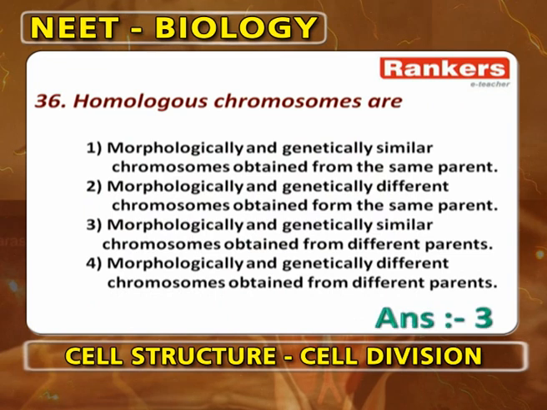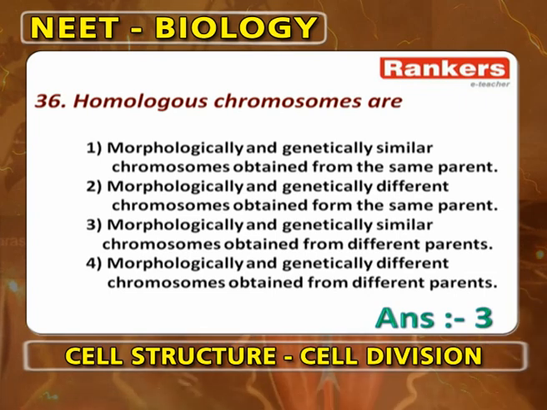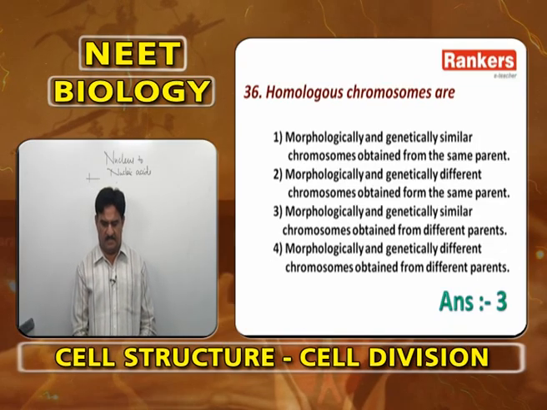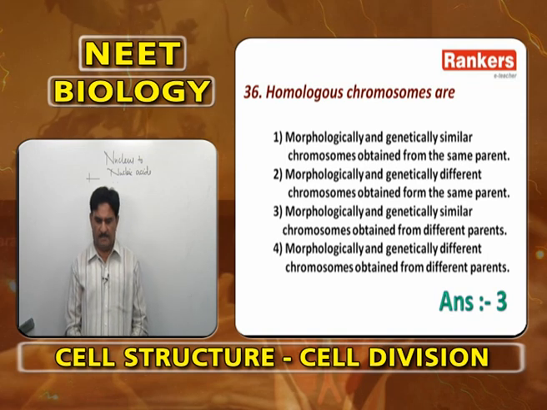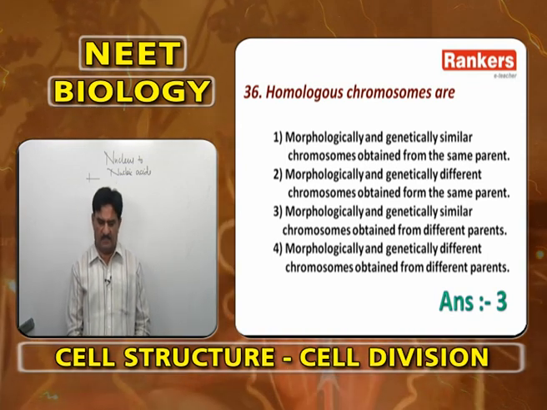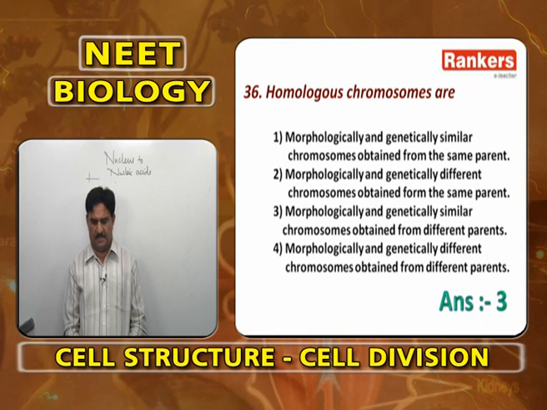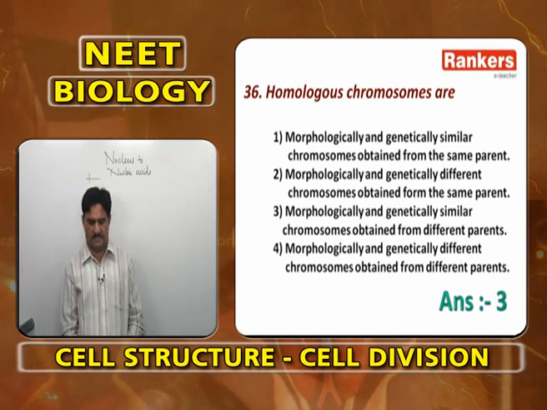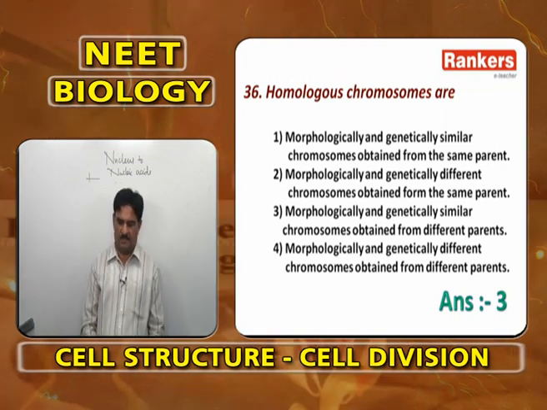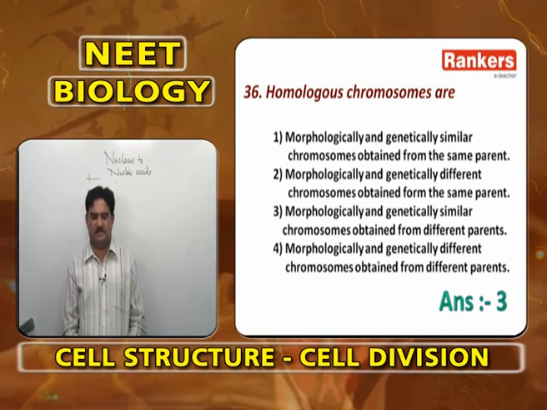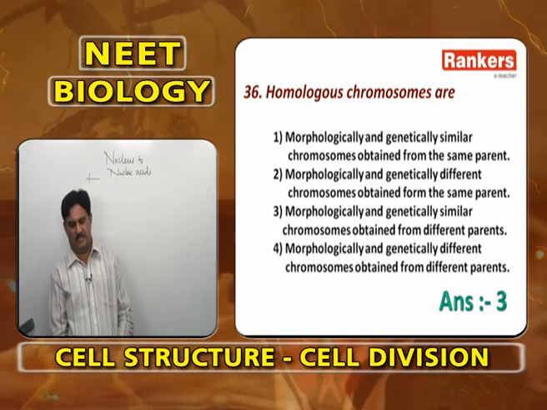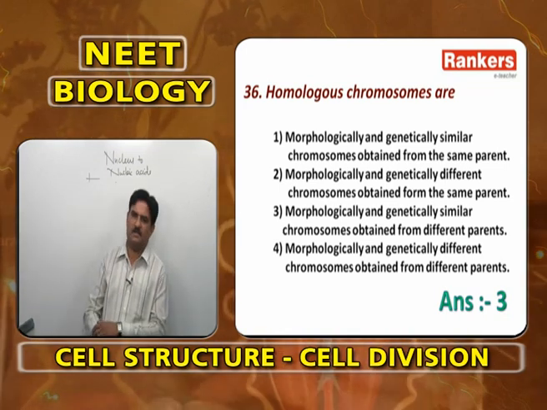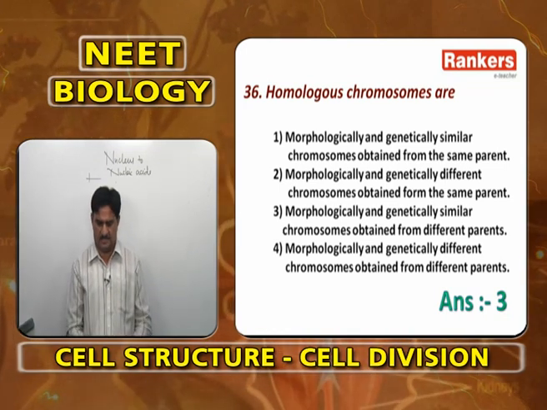Homologous chromosomes are what? They are obtained from parental generations. Morphologically and genetically similar, wrong. Same parent is wrong. Morphologically, genetically different chromosomes obtained from same parent is wrong. Morphologically and genetically similar chromosomes obtained from different parents is correct. Morphologically and genetically similar chromosomes obtained from different parents are popularly called homologous chromosomes. 3 is the option.